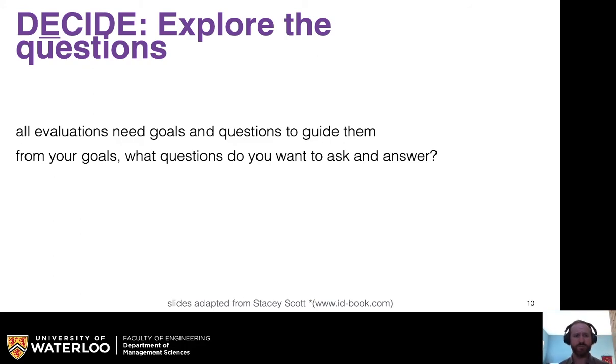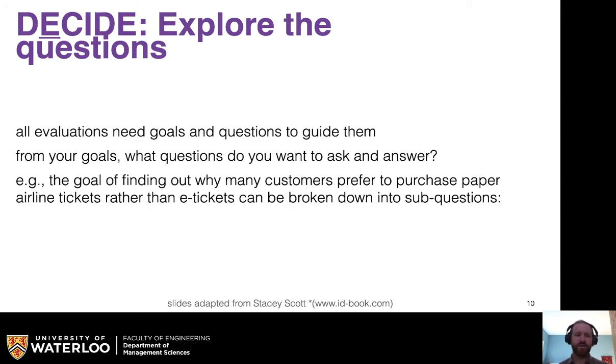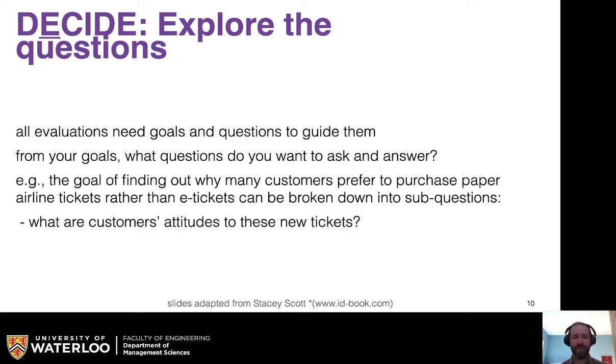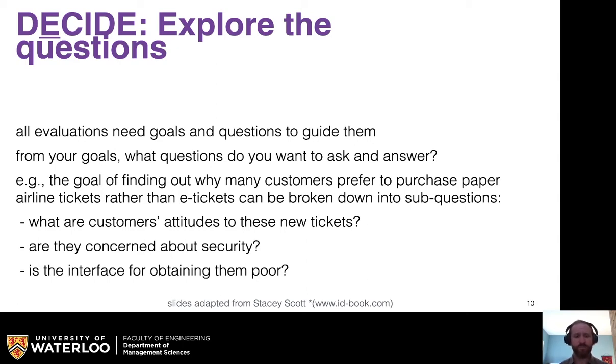E is explore the questions. All evaluations need goals and questions to guide them. So from your goals, what questions do you want to ask and answer? For example, the goal of finding out why many customers prefer to purchase paper airline tickets rather than e-tickets can be broken down into sub-questions. What are customers' attitudes to these new tickets? Are they concerned about security? Is the interface for obtaining them poor? This particular example doesn't scale well to modern airline purchase practices and the current airline industry's troubles. But we are able to think about how this might frame how you'd explore these questions from your goals.